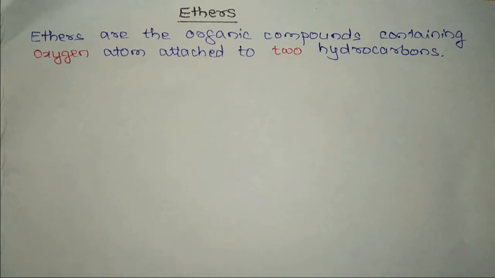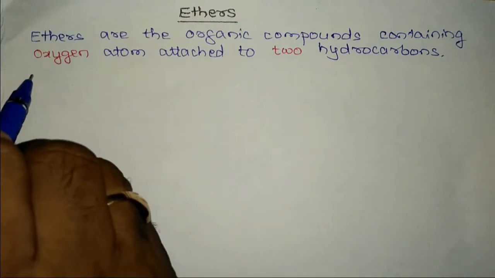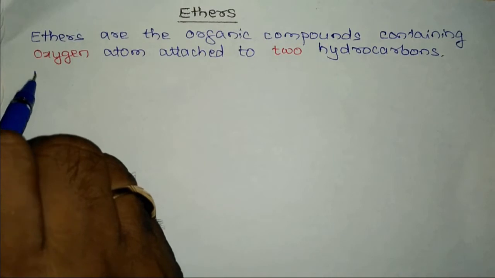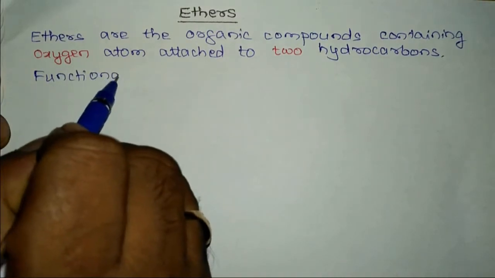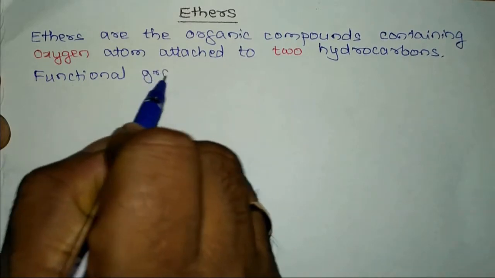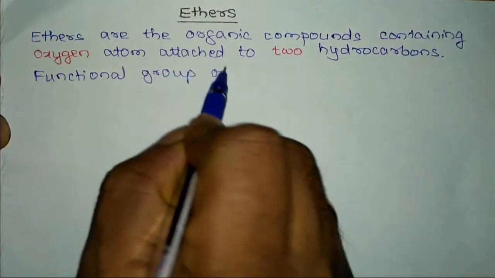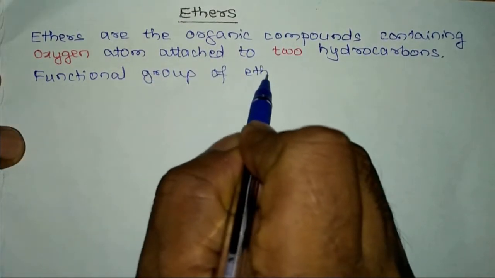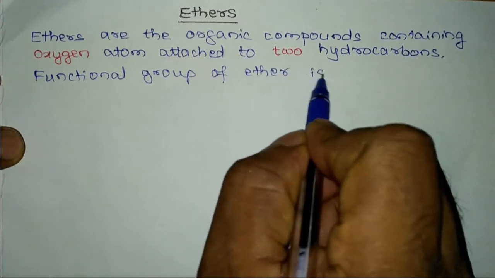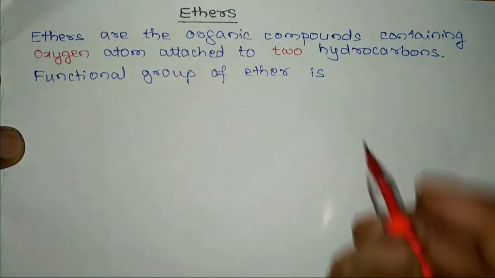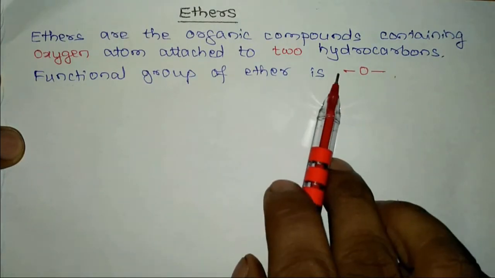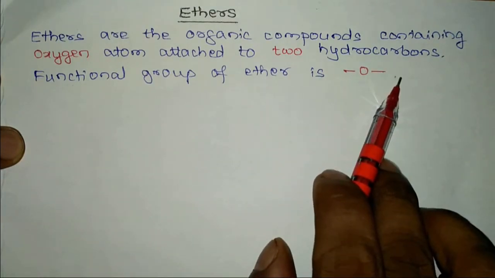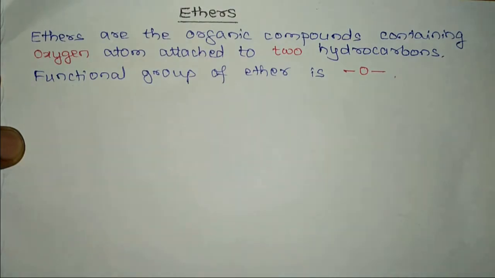The functional group of ether is dash O dash. Here on both sides you have hydrocarbons, and they are functional isomers of alcohols.